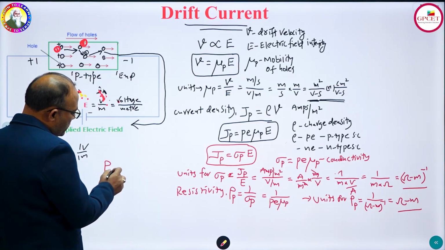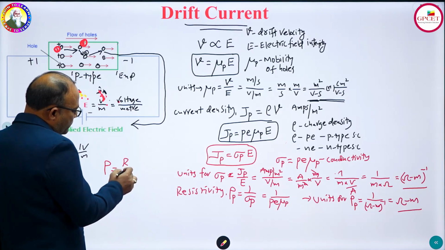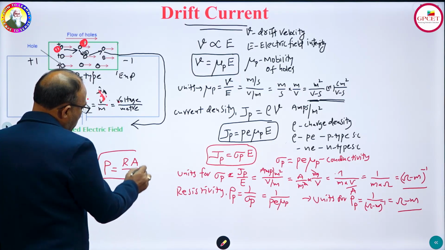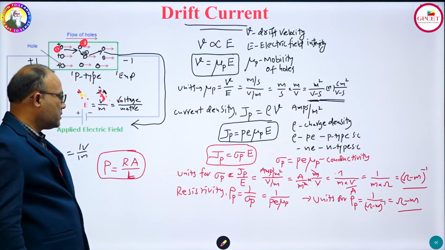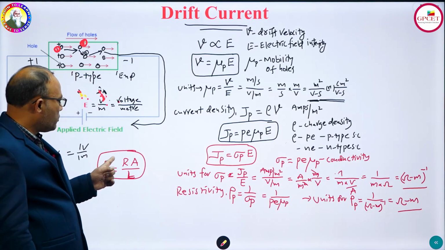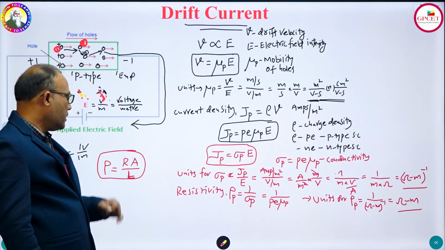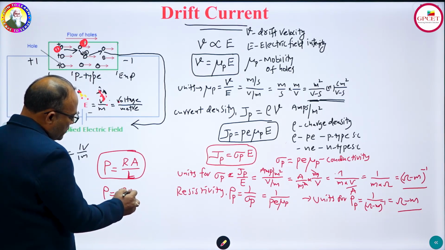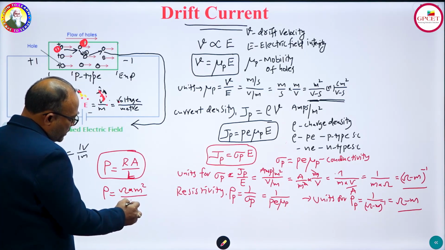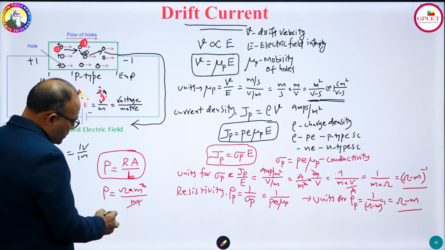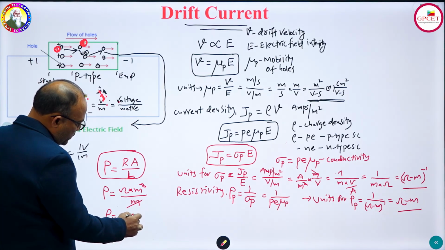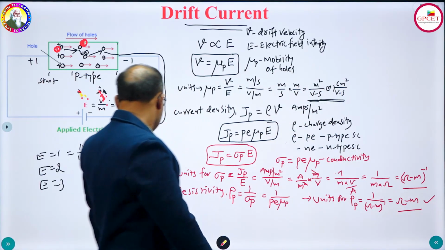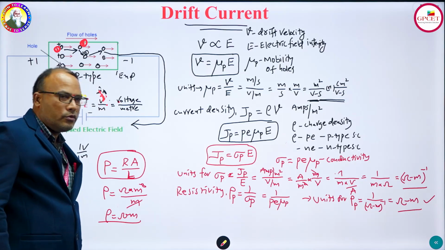So here I can write resistivity rho is given by R A divided by L. This is another formula regarding resistivity and resistance. Resistivity rho is equal to resistance R times area divided by L. So resistivity rho is equal to resistance R in ohms, into area in units of meter square, divided by length in meters. Meter square cancels, so rho is equal to ohm meter. This is the unit for resistivity rho, ohm meter.